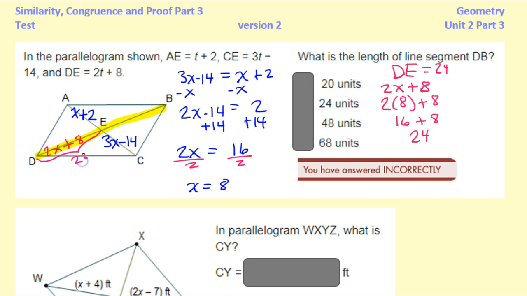I'll put a little 24 here. Notice that DE is half of this whole diagonal. DE is 24, which means EB would also be 24. So segment DB, the entire thing, should be double that: 24 plus 24 is 48. So this should be the length of DB.